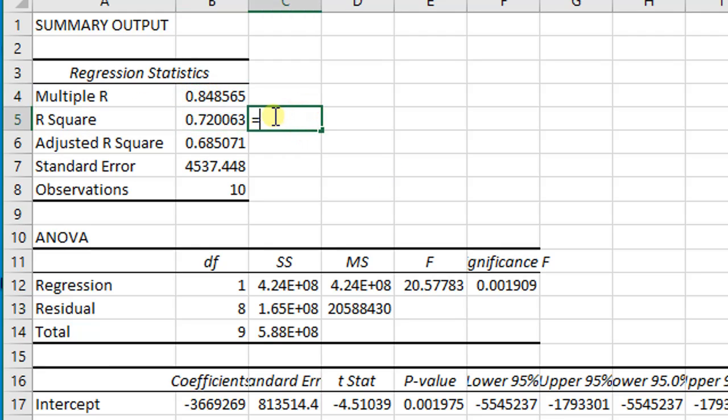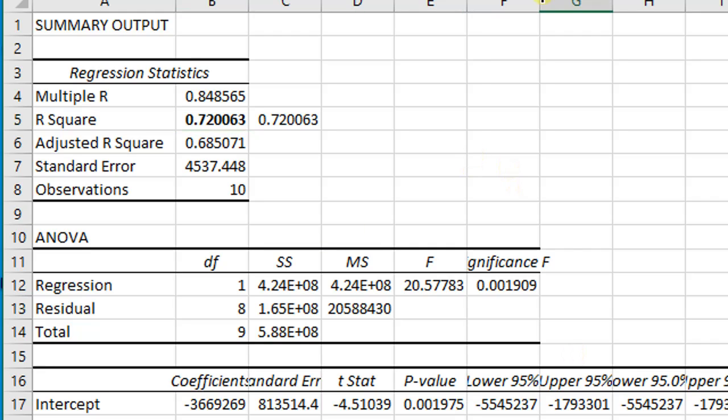So I could even type in here equals, click on this one, make it squared by using the little caret and then a 2. And you see that's all it is. So multiple R is just the correlation, and R squared is basically the correlation squared. But this guy, he's a really important guy to understand. It's the percentage of the variability of your dependent variable that's explained by your independent variables or variable.